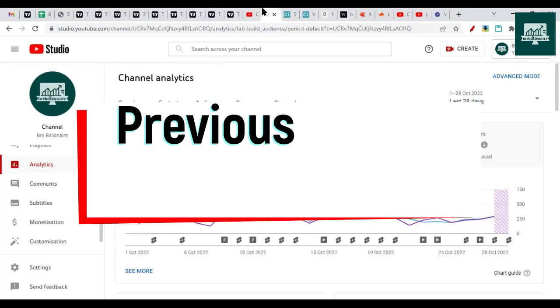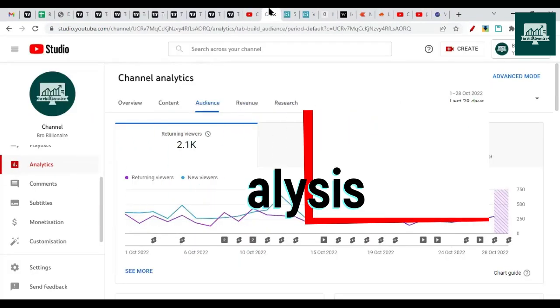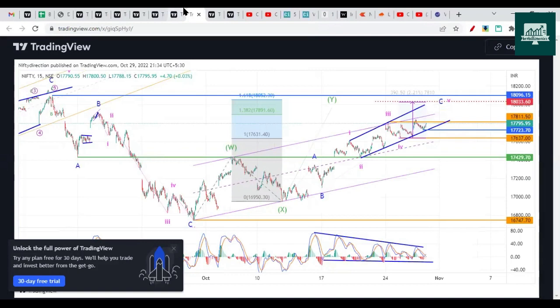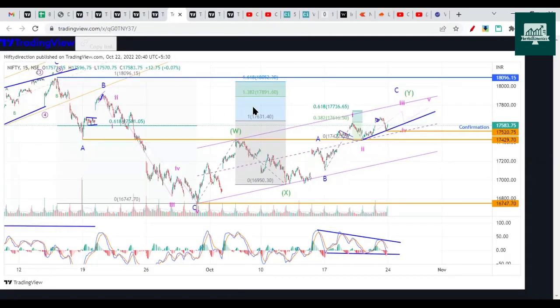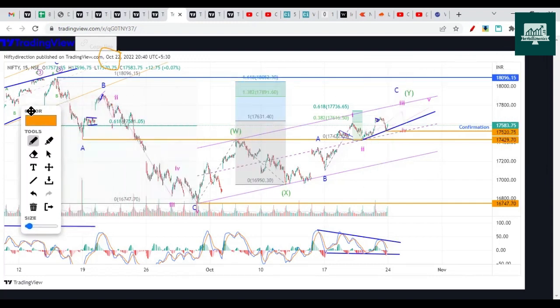In the previous week we discussed that Nifty would face resistance between 17,800 and 17,500, and there was a chance that Nifty would make an ending diagonal pattern. So this was the chart from last week, the chart from 22nd of October. We had a Diwali week, so there were only 3 trading sessions. One day was off and one was Muhurat trading.